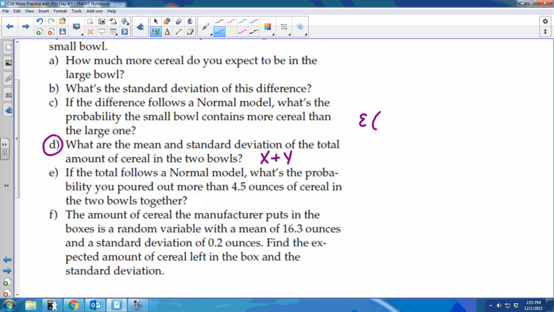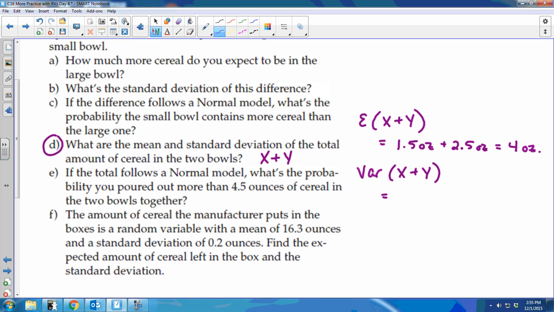So the expected value: there was a mean of 1.5 for the small bowl, a mean of 2.5 for the large bowl. So we have a mean of 4 ounces when you combine the two bowls. And then again, if we're going to find the standard deviation, we can't combine standard deviations, but we can combine variances. If you combine the variances, it should be the same answer because you always add more variability.